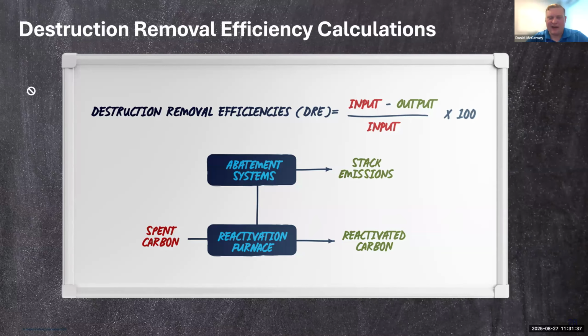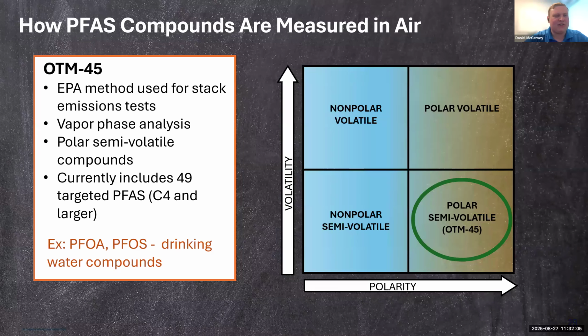So we have the spent carbon going into the reactivation furnace. We test both the spent carbon and the reactivated carbon to make sure that the PFAS is first coming off the carbon itself. And then we also test the air out of the reactivation furnace into the abatement system, and then the stack emissions after the abatement system, to ensure we're not putting PFAS into the air from those stack emissions.